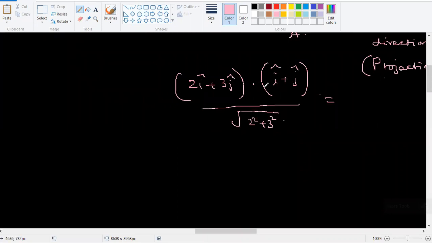Dot product is multiply the i's together, multiply the j's together. So 2 into 1 is 2, 3 into 1 is 3. That means it will be 2 plus 3, 5. And this will be 4 plus 9, 13, so root of 13. That means it will be 5 by root 13.